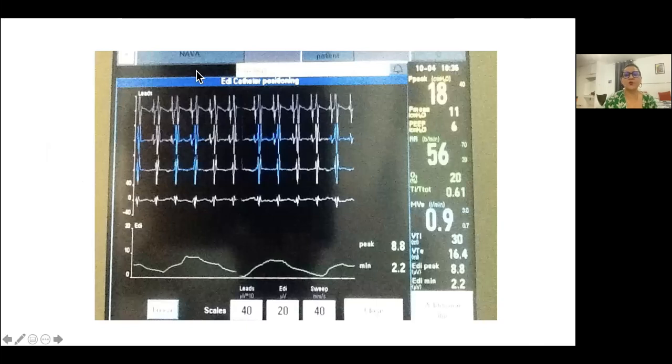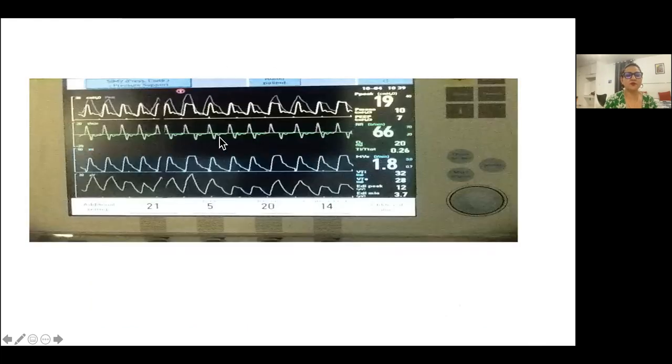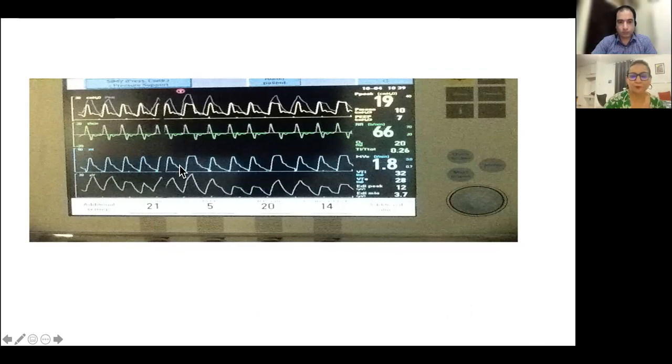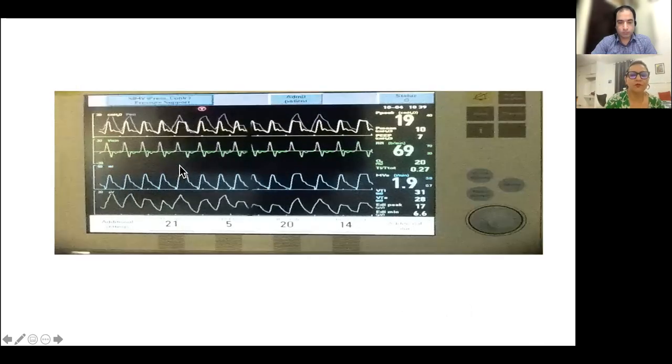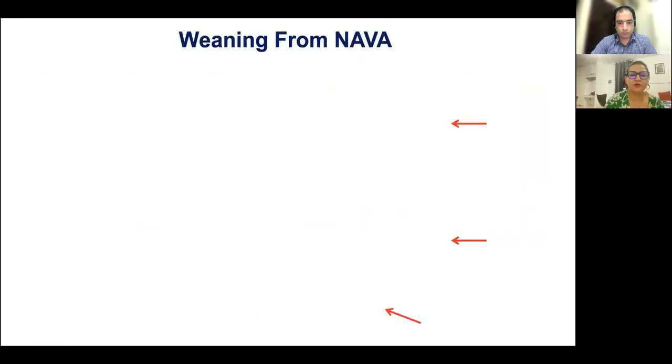So this is how the proper EDI catheter would look. Maximum ECG here, smallest here with no P wave, and blue in the center, which is fine. And this is on the baby which we had used, and this is how it looks. Quite synchronous waves of the EDI and the pressure, flow, and the volume. So this is how it looks.